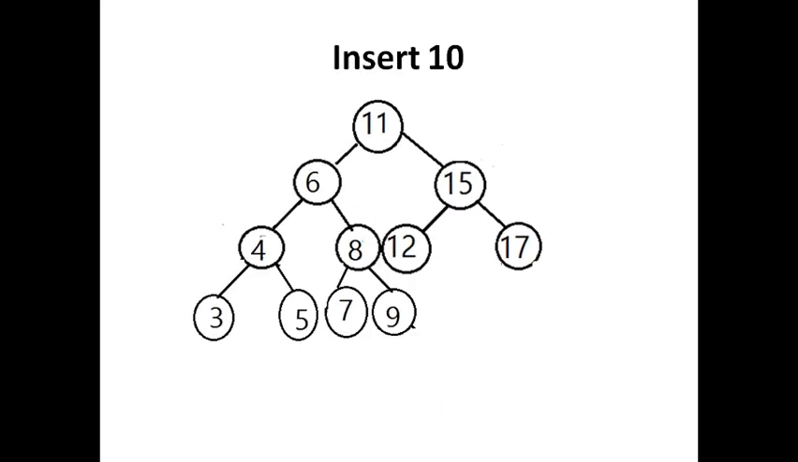Again, another example: insert 10 into this tree. So the logical position of 10 is supposed to be the right child of 9.